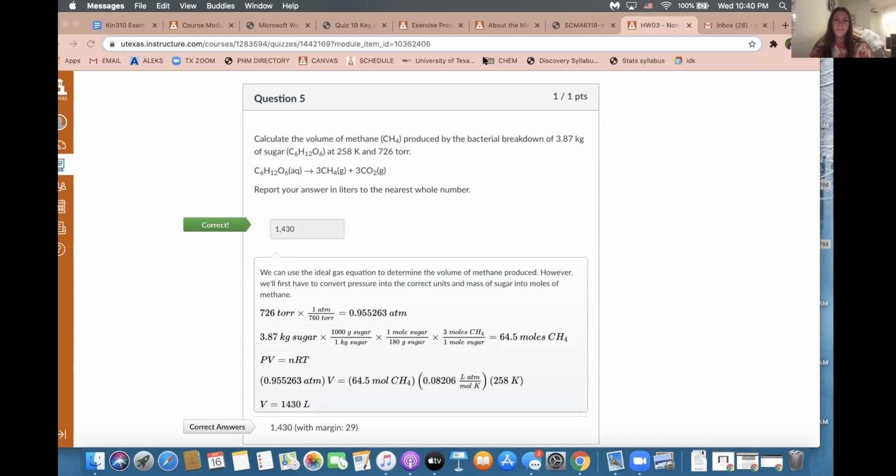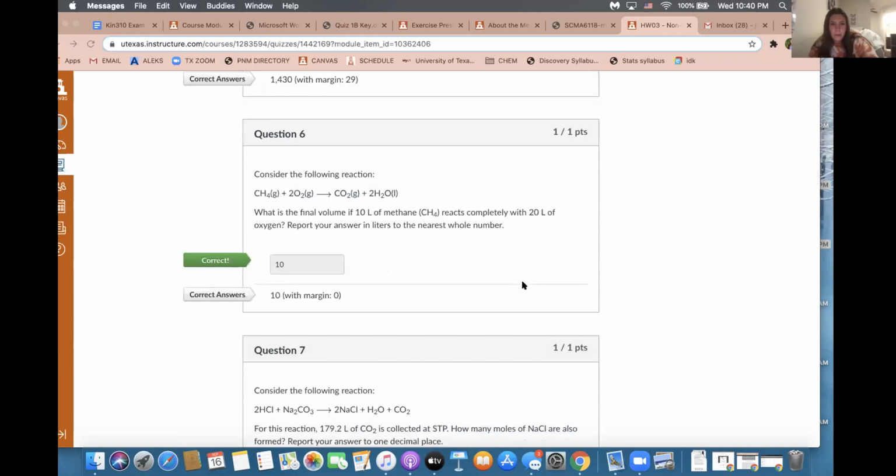Okay. Something else, sometimes there are limiting reactants. Okay, let me see this one. What is the final volume of 10 liters of methane? It doesn't even explain it. It reacts completely with oxygen. Okay, methane as a reactant, and then just 1 to 2, right? So what is the volume when it reacts completely with 20 liters of oxygen?